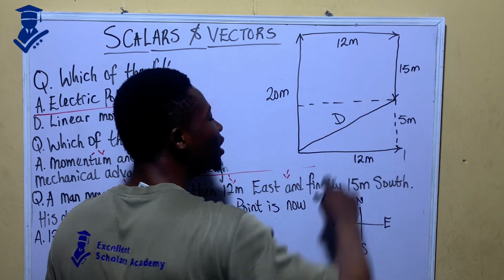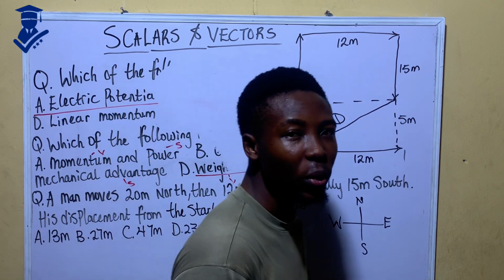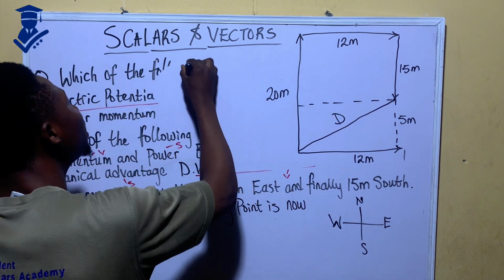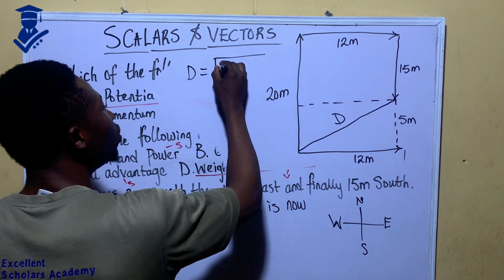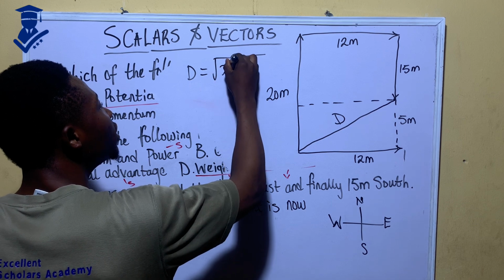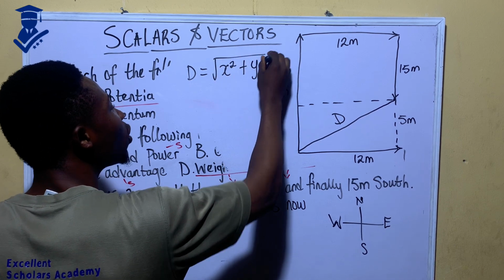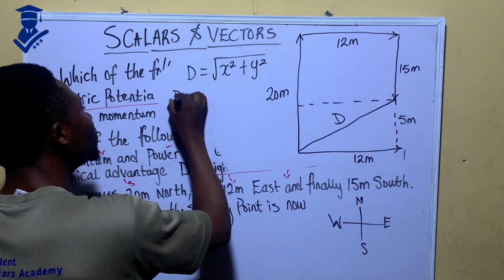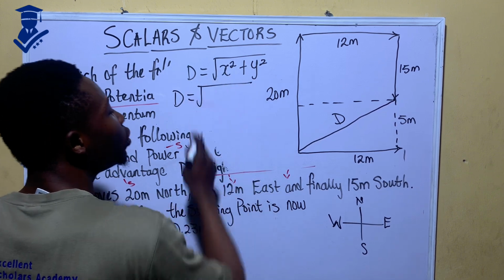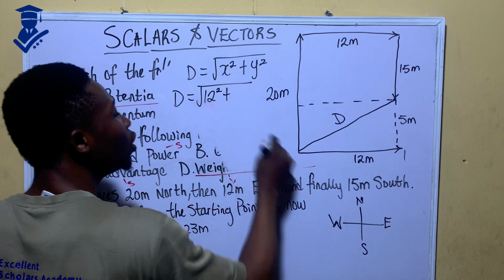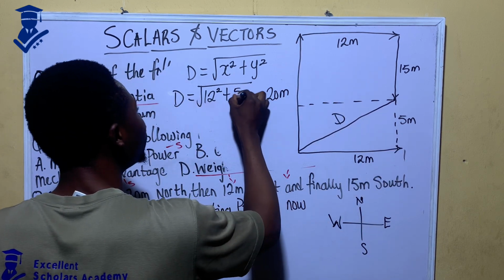Now, for us to find this displacement, we are going to use the formula: the square root of the horizontal component squared plus the vertical component squared. So the displacement is going to be equal to the square root of your horizontal component 12, that's 12 squared, plus your vertical component 5, that's 5 squared.